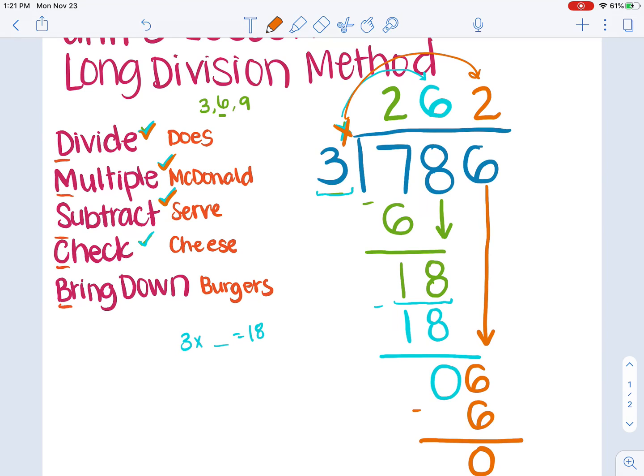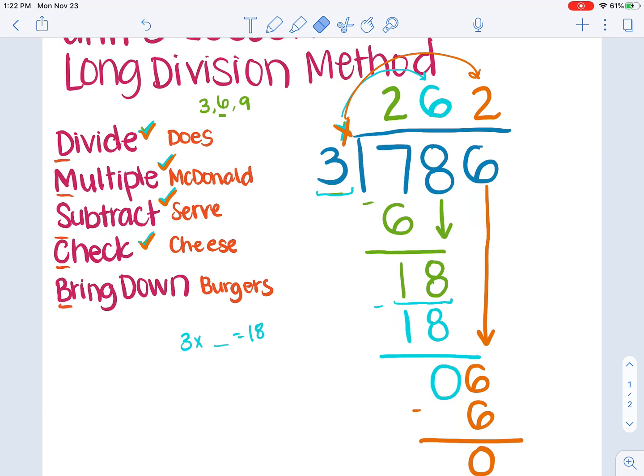Check. Is 0 smaller than 3? Oh no, there's nothing else to bring down. That means that I don't have any remainders. When I have a remainder of 0, you can put remainder 0, but it really doesn't mean anything, so you can just leave it blank. 786 divided by 3 is 262.